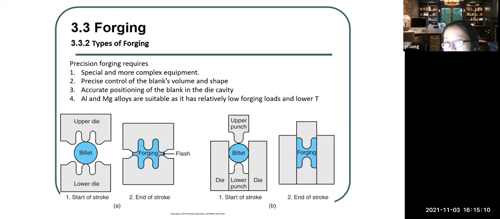Okay, the thing is, precision forging needs special and more complex equipment, for example something like this. You also need precise control of the blank volume and shape, and accurate positioning of the blank in the die. It normally applies more to softer materials like aluminum and magnesium, which normally have better ductility, so they are easier to deform. So instead of flash, you always have something extra here.